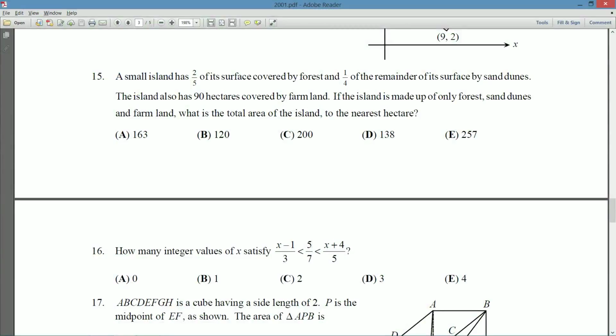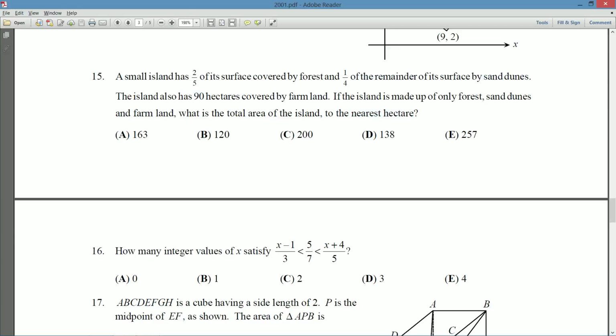A small island has 2/5 of its surface covered by forest and 1/4 of the remainder of its surface by sand dunes. The island also has 90 hectares covered by farmland. If the island is made up of only forest, sand dunes, and farmland, what is the total area of the island to the nearest hectare? Okay.